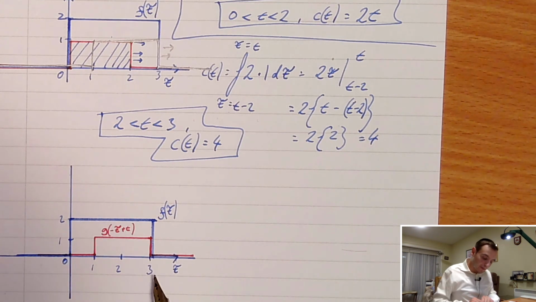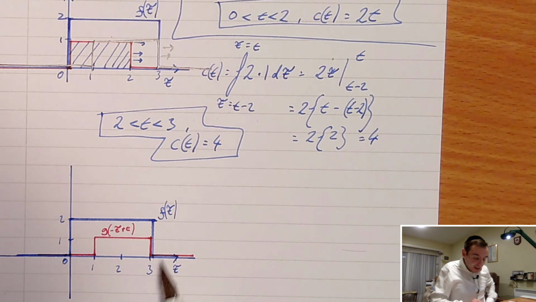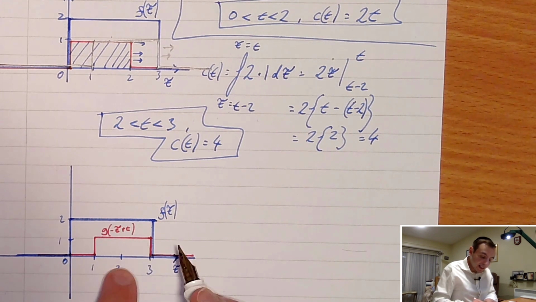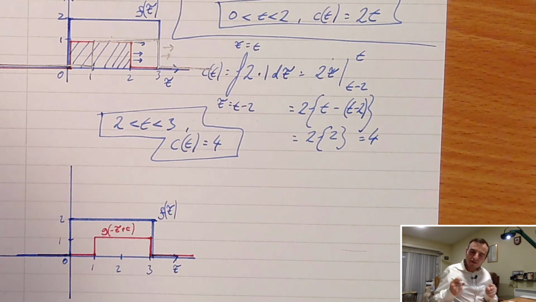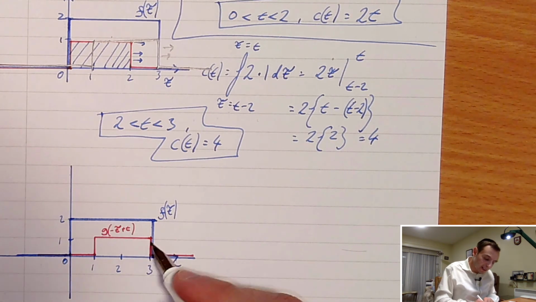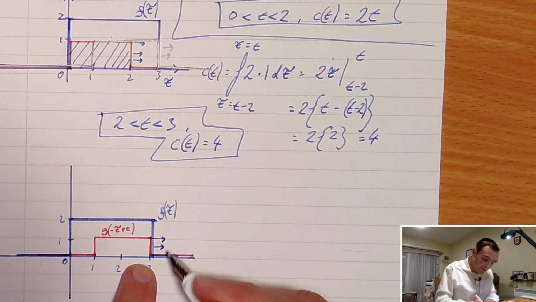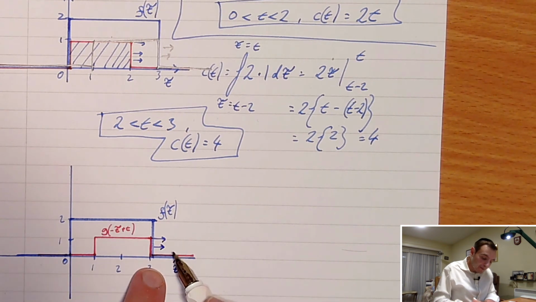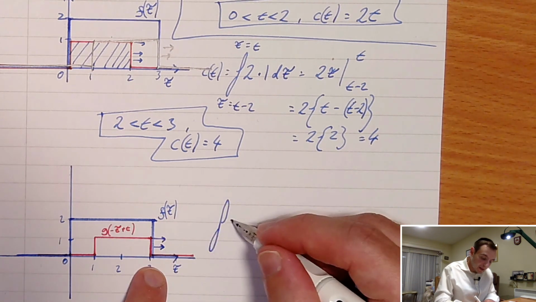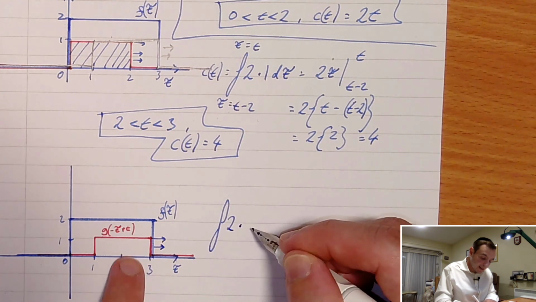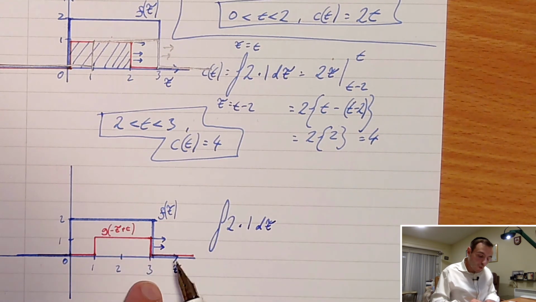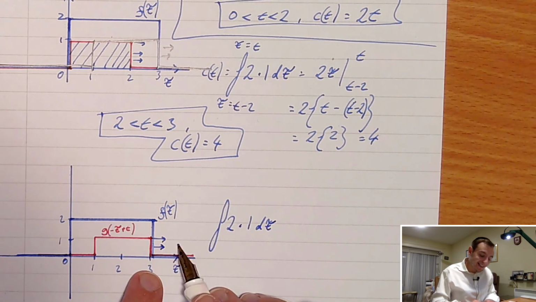So let's think about this now. The function is over here, and as it starts to move out, as t increases and gets larger and larger, because that's what we're trying to find this function for, the area of overlap is going to be f of tau, which is 2, dot g of minus tau plus t, which is 1, d tau. But what are the limits going to be as it starts to exit?